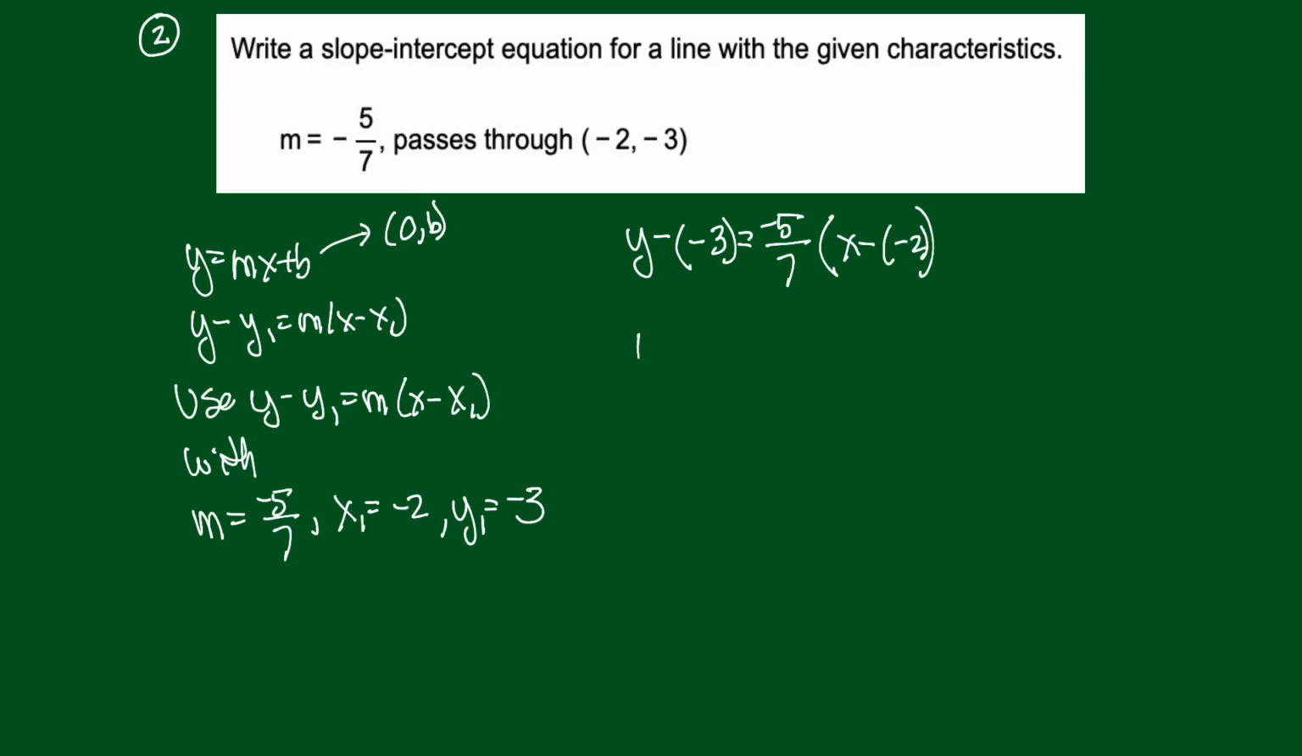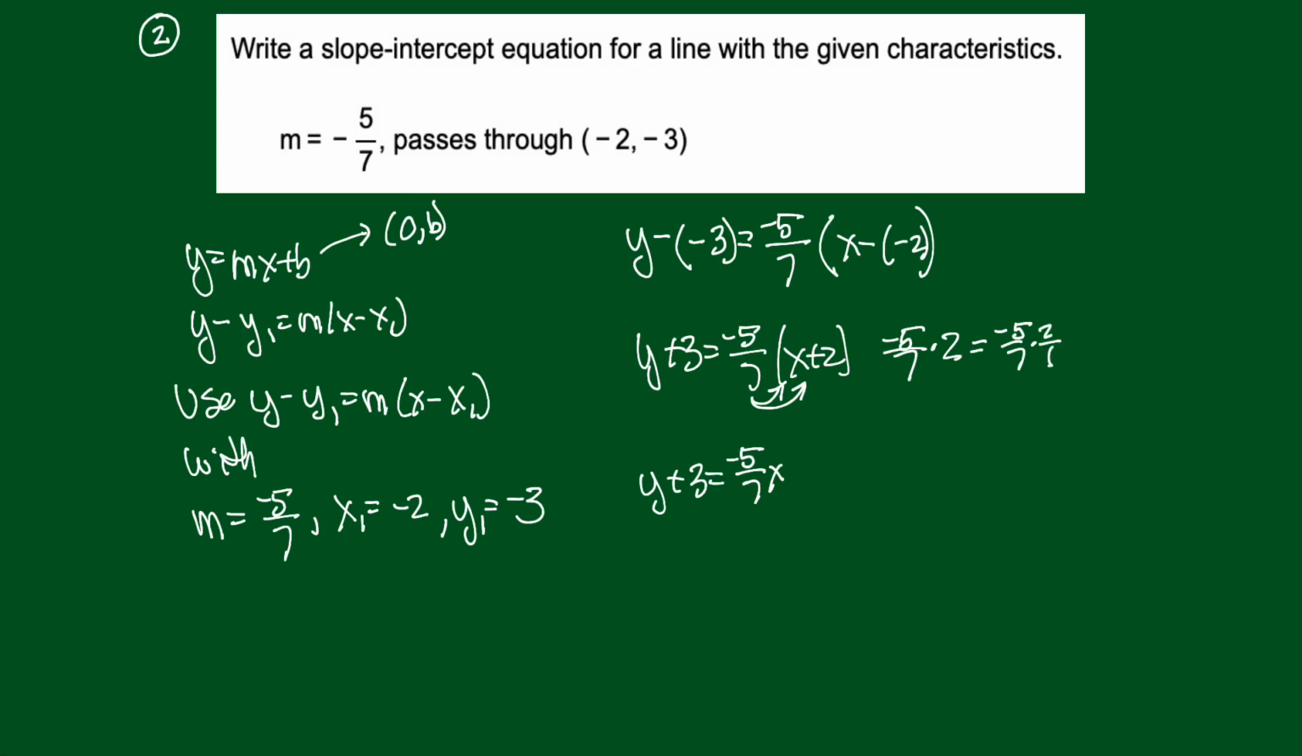Let's get rid of all those negatives. So we'll get y plus 3 equals negative 5/7 times x plus 2. And now we'll distribute. So this will give us y plus 3 equals negative 5/7 x. Now, negative 5/7 times 2. If I'm dealing with fractions, I'll make everything a fraction. So how about negative 5/7 times 2 over 1? Nothing cancels, so I get negative 10/7.